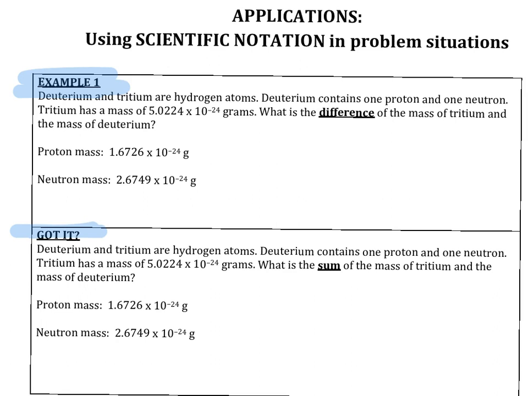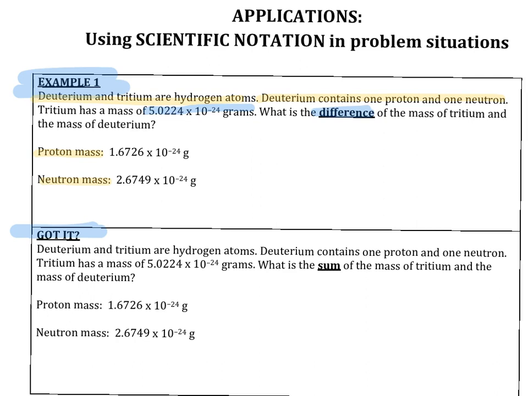Let's take a look at a couple word problem examples involving scientific notation. I really like example 1 because it involves a couple different operations. We are told here that deuterium and tritium are hydrogen atoms. Deuterium contains 1 proton and 1 neutron. There's a proton, there's a neutron. So both of those together will create deuterium. And tritium has a mass of 5.0224 times 10 to the -24th grams. So we're given that. What is the difference? What's difference mean? Difference means subtraction.